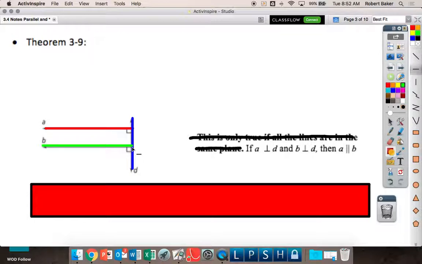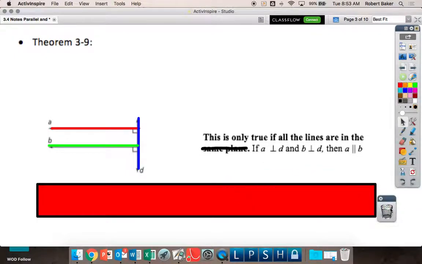It's because of those right angles. Perfect. So I need y'all to kind of understand what's going on there. So this one says if you have one line perpendicular to the blue line and another line perpendicular to the blue line, then those two lines are parallel. So try it. Try student talk down here in the red box. Write what that means to you in student talk. It does say that they all have to be in the same plane, so they all must be on the board.